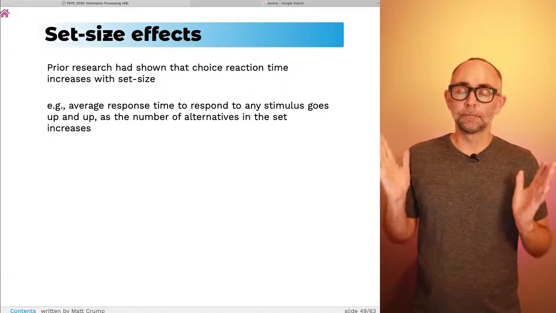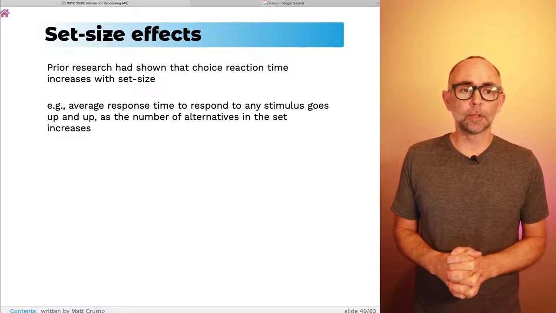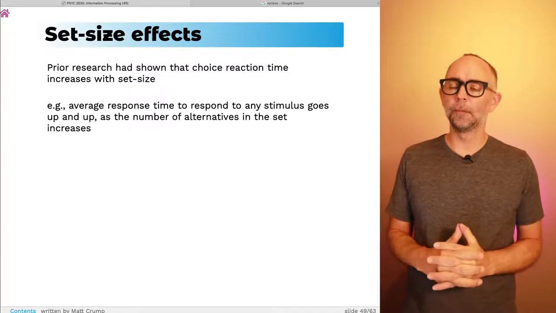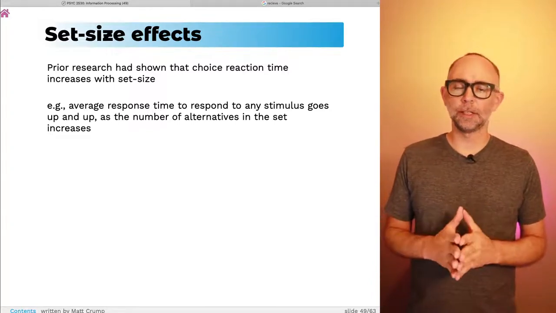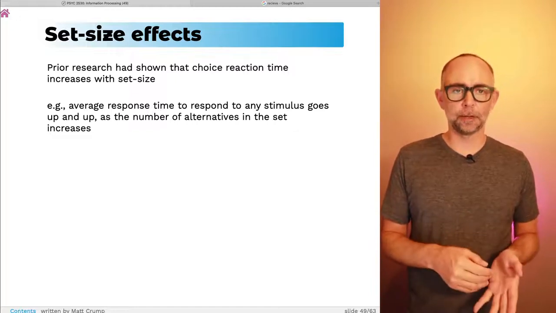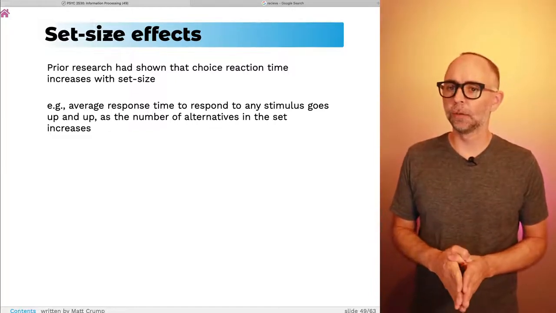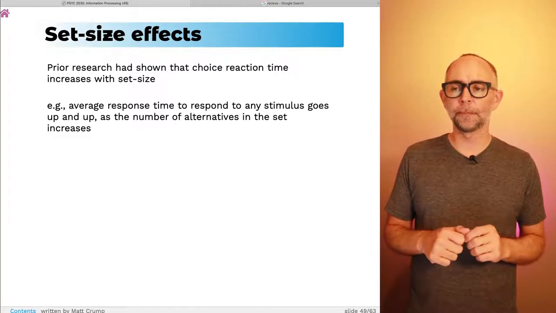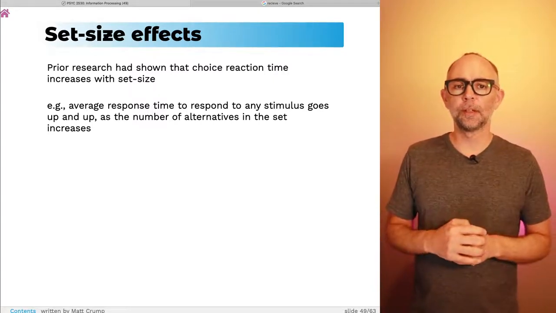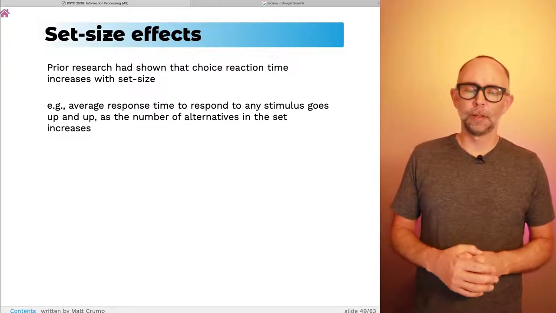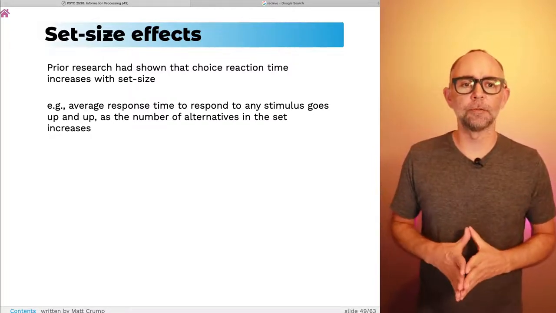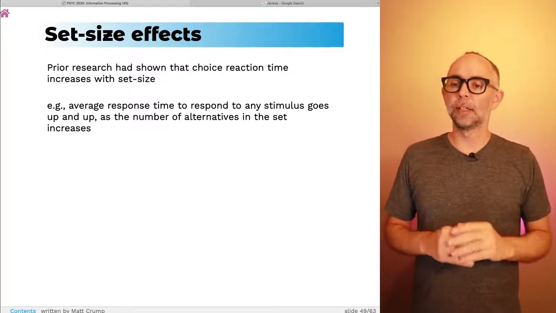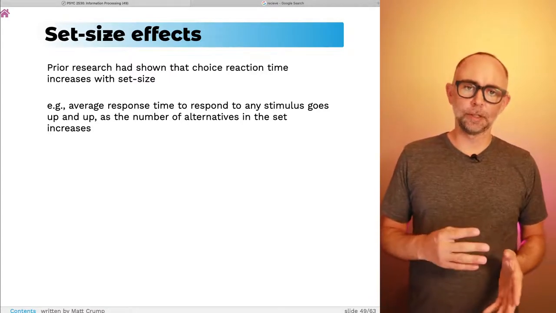Now in the 1950s, researchers knew a lot about choice reaction time effects. People were studying these things. And one of the well-known effects is called a set size effect. For example, prior work had shown that choice reaction time, that's how long it takes you to make your response, increases with set size. The basic finding is that average response time to respond to a specific stimulus goes up and up and up as the number of alternatives in the set increases.